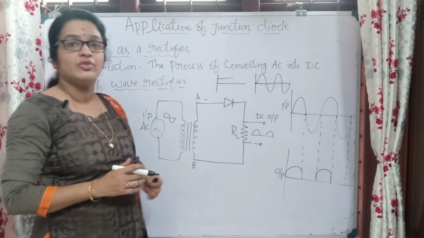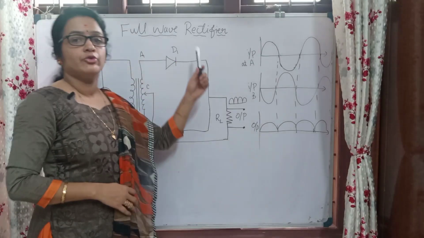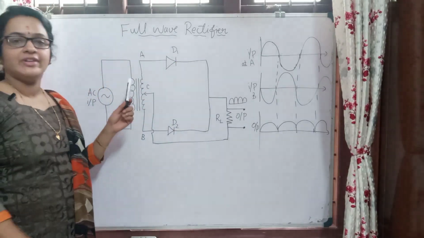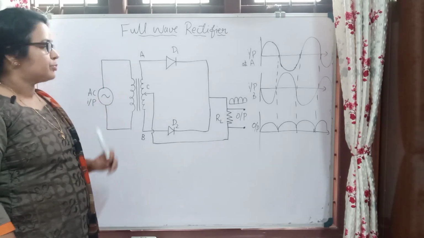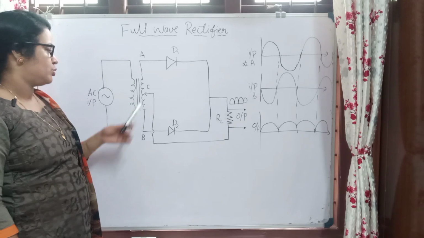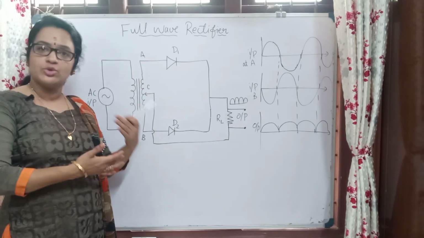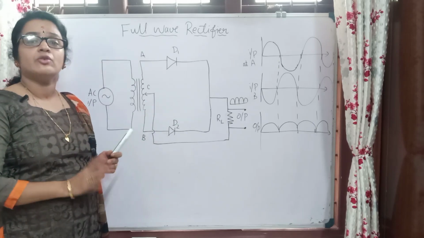How to achieve full wave rectification, that we can discuss now. Here we can see a full wave rectifier. So for that we are using this AC input, then a transformer. Here a step down or step up transformer we can use, or an ordinary transformer is not possible to use here. We can use that, but we have to take 4 diodes.